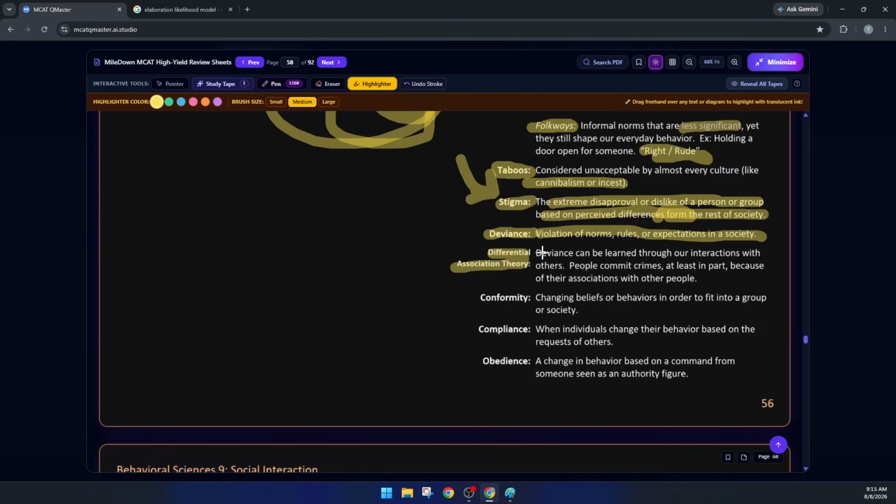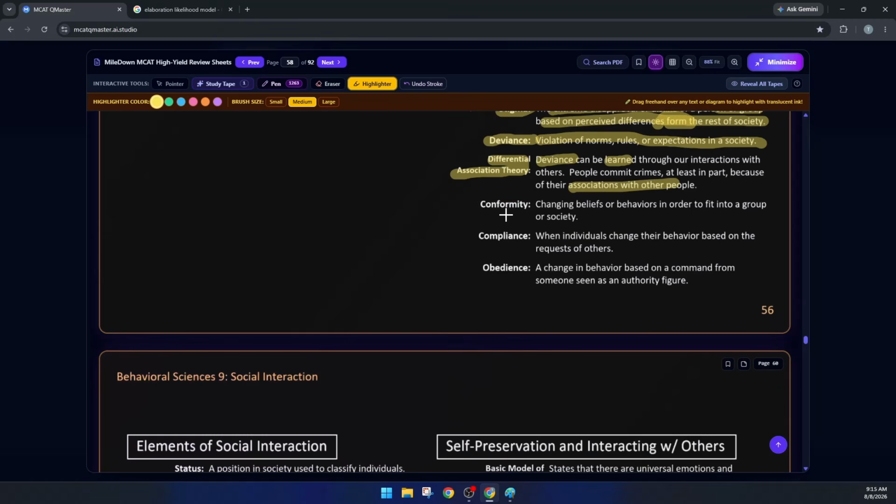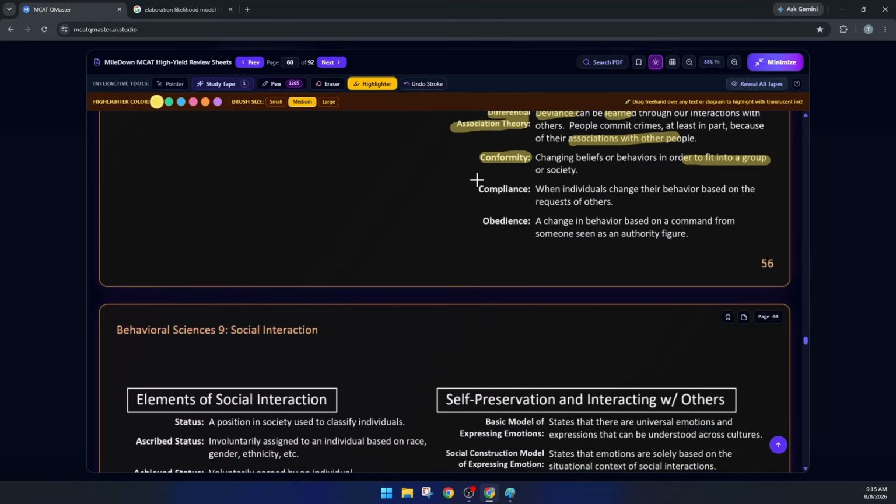Differential association theory: deviance can be learned. Okay. So if you're always around people who commit crimes, you will learn that, right? Conformity, changing beliefs or behaviors in order to fit into a group. So you're trying to conform. Compliance, when individuals change their behavior based on the request of others. Based on the request. Obedience, a change of behavior based on a command from someone seen as an authority figure.